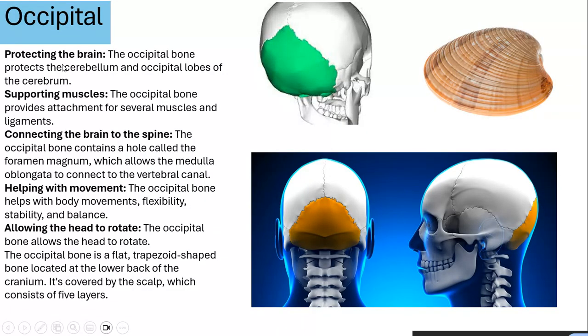Alright, so occipital bone, protecting the brain. The function is protecting the brain. The occipital bone protects the cerebellum and the occipital lobes of the cerebrum. If you see it, it looks like an inverted shell, right? Occipital bone provides attachment for several muscles and ligaments, connecting the brain to the spine.